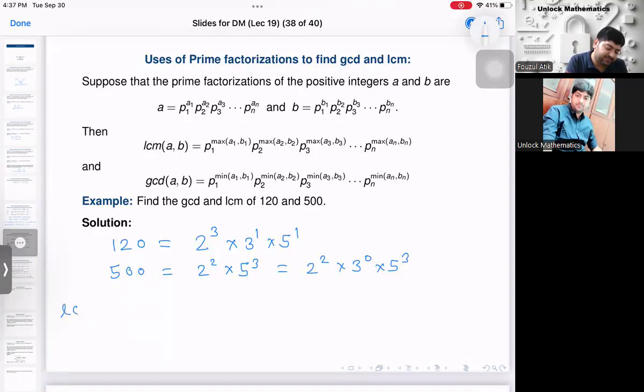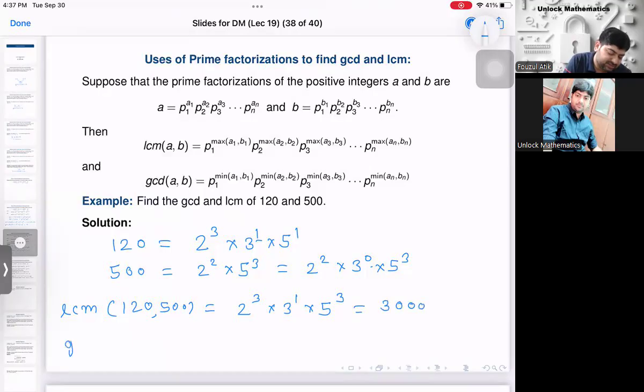So LCM between 120 and 500 is what? You will get 2 power maximum of 2 comma 3, which is 3, into 3 power maximum of 1 comma 0, so 1, into 5 to the power maximum of 1 comma 3, which is 3. So if you multiply it, finally the solution is 3000.